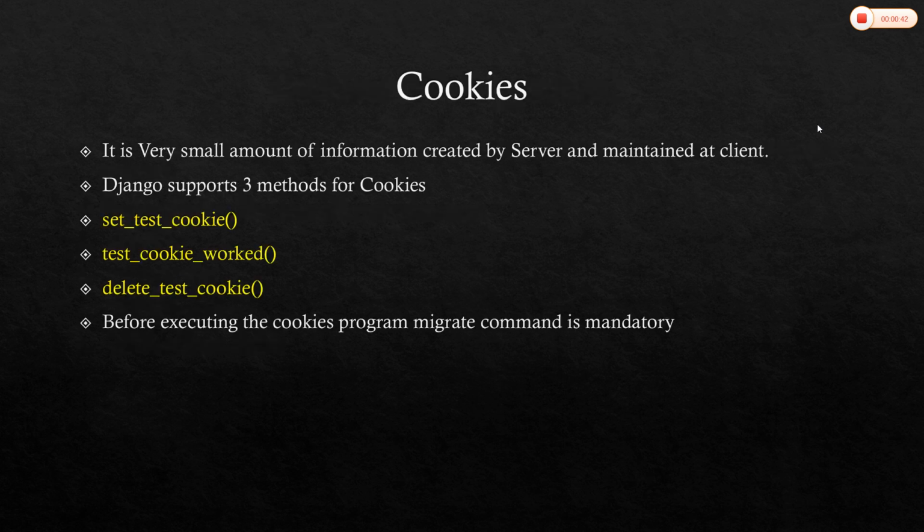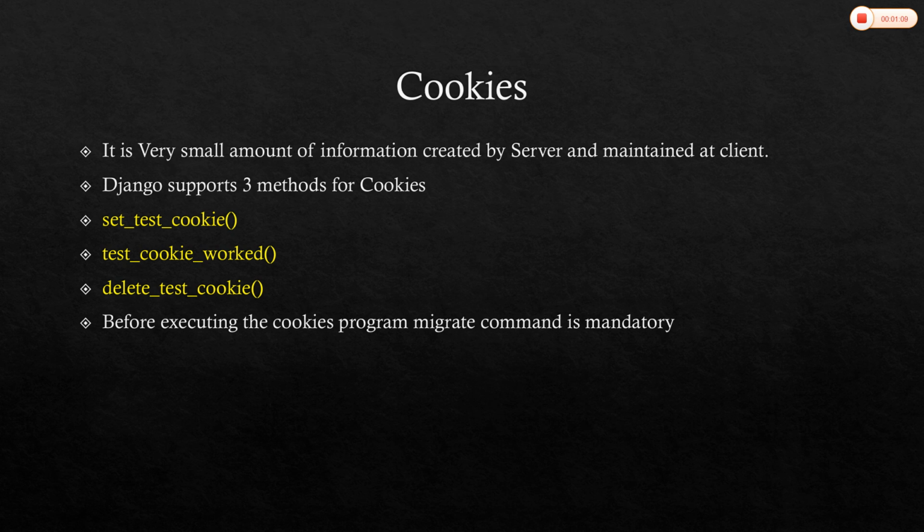So what is a cookie? Generally, a cookie is a small amount of information that is created by the server and maintained at the client. Django supports three methods for the development of cookies: set_test_cookie, test_cookie_worked, and delete_test_cookie. These three methods are used to set the cookie, to delete the cookie, and to check whether the cookie worked or not. Before executing the cookies, we generally have to use the migrate command.